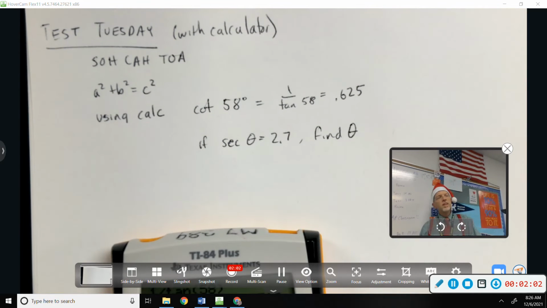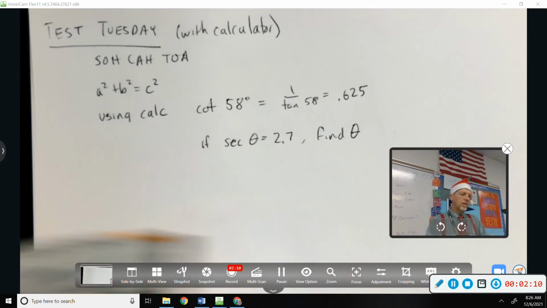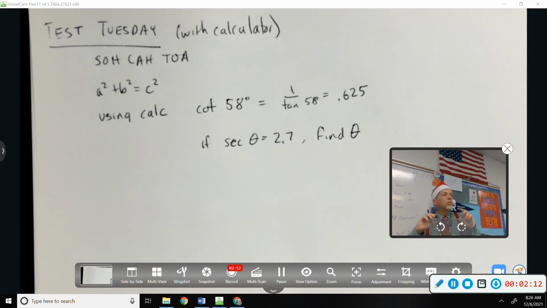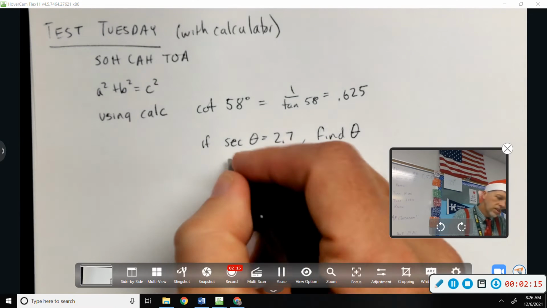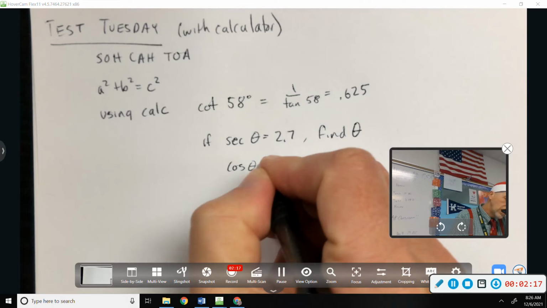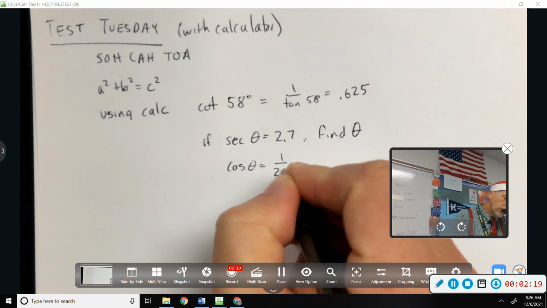How about secant equals 2.7? I don't have a secant button either. Oh man, gee, I wonder if that one. So who is secant related to? Who's his reciprocal partner? So that means cosine equals 1 over 2.7.